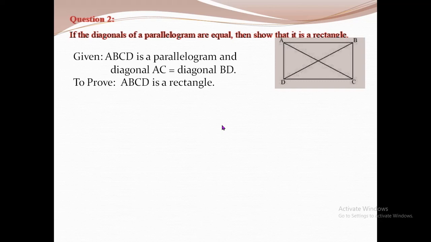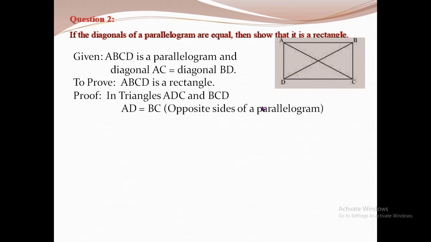For that, we recall the congruency conditions for triangles. Let us choose triangles ADC and BCD here. Two triangles I am choosing, ADC and BCD. So in these two triangles, side AD is equal to side BC because they are the opposite sides of a parallelogram. Because ABCD is a parallelogram, that is given. Therefore, opposite sides are equal. So AD equals BC.